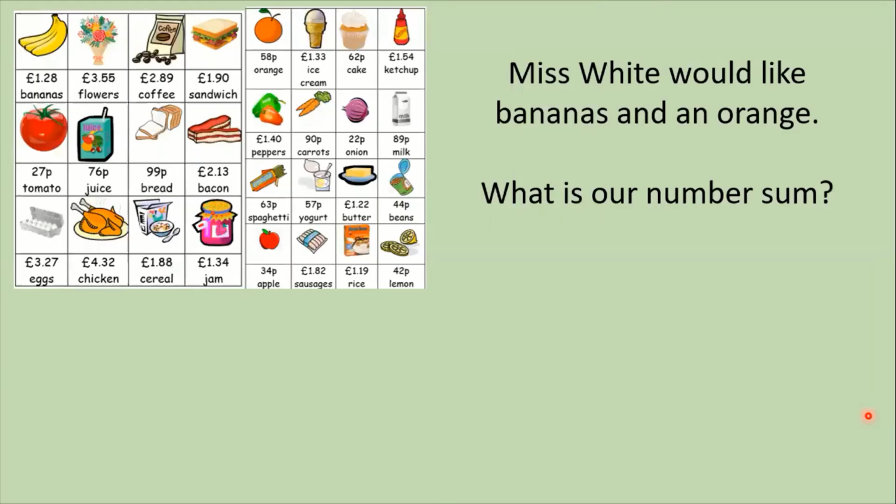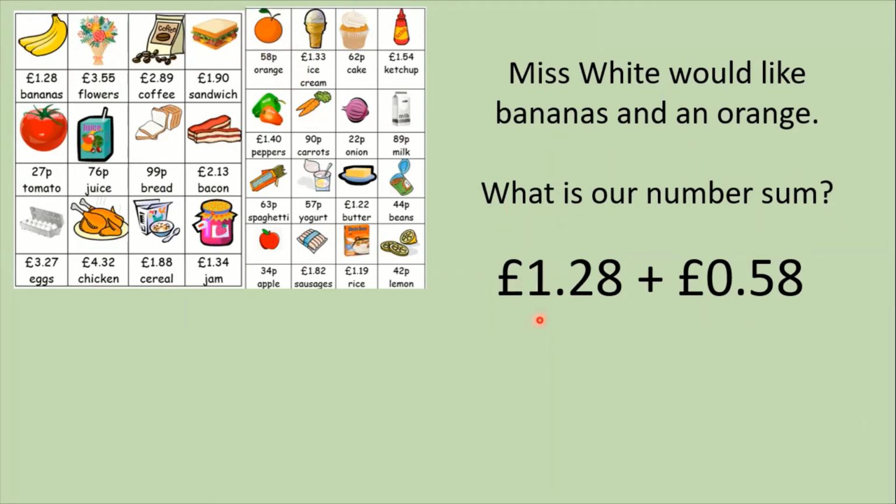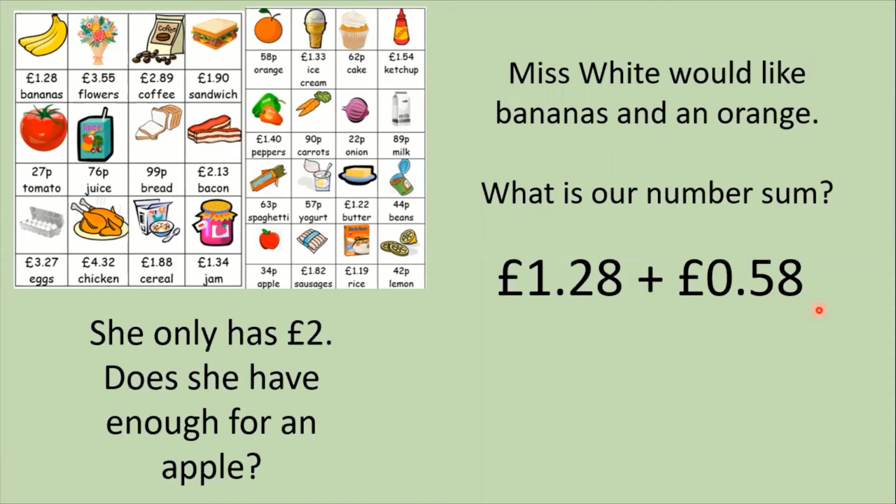Okay, then say Miss White would like some bananas and an orange. What is our number sum going to be? So you can spot it in our shopping list. Okay, it's £1.28 for bananas. Well done if you spotted that. And 58p for an orange. £1.28 and 58p. However, Miss White only has £2.